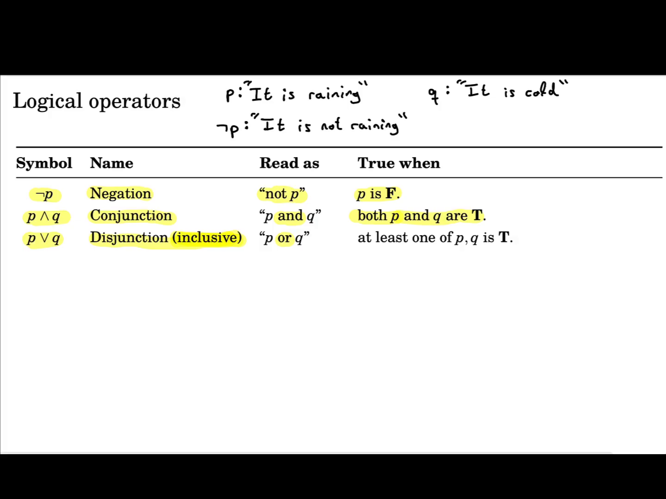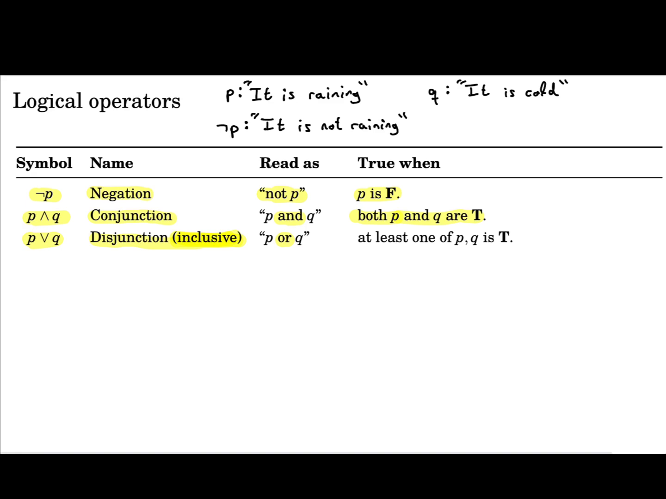There exist other operations, and one of them is called the exclusive OR, which we'll not talk about here, but that would be the case where it's only true when it is raining or it is cold, but not both. But here, with inclusive, it is true when it is both.